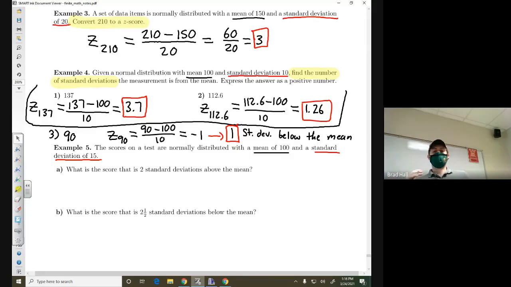So notice they're not asking for the number of standard deviations. They're not asking for a z-score either. Here, score just means score on a test. What they're doing is giving us the opposite information: 2 standard deviations above the mean.